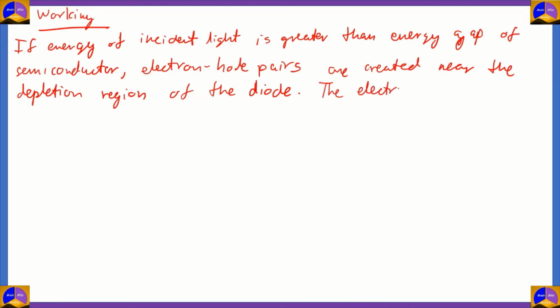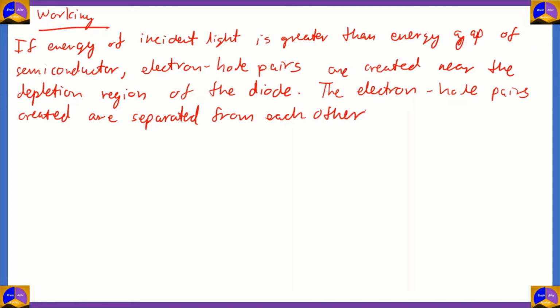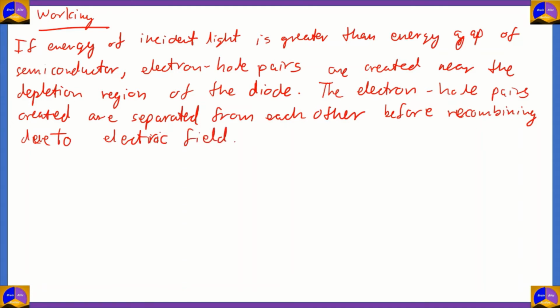The electron hole pairs created are separated from each other before recombining due to electric field E of the junction.